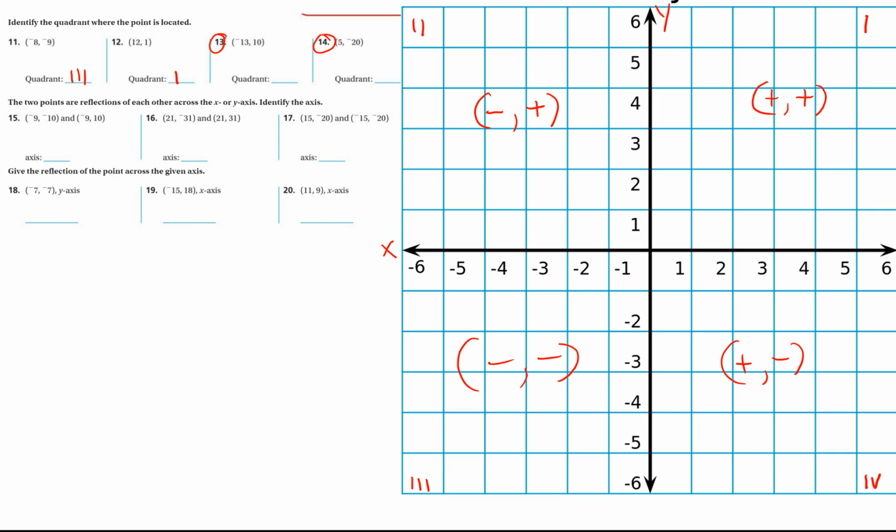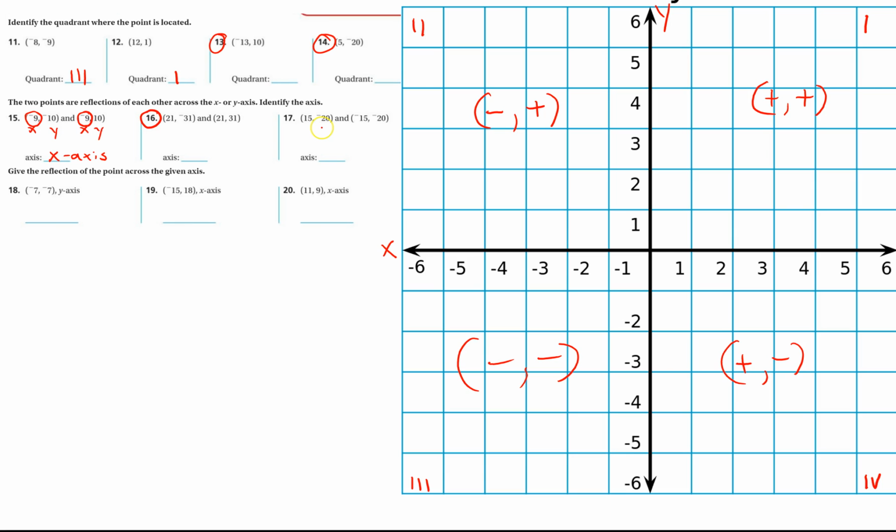Okay, the 2 points are reflections of each other across the x or y axis. Identify the axis. So again, we have to look at the x's and then the y's. If the x's are the same, which in this case they are, that means they're reflections across the x-axis. Okay. I want you to go ahead and try 16 on your own. If you need to pause the video, go ahead and do that now. Complete 16 and then come back.